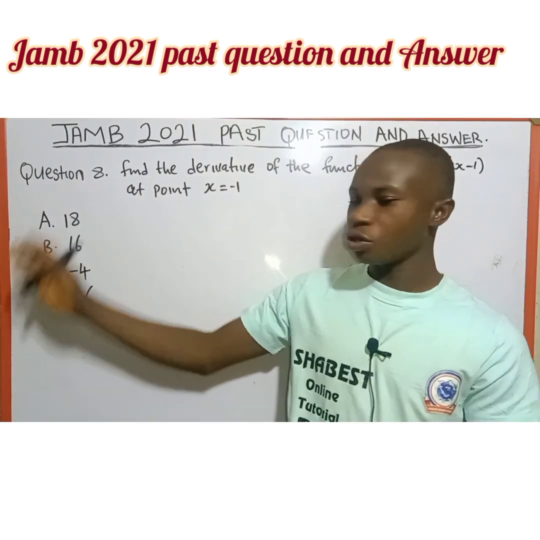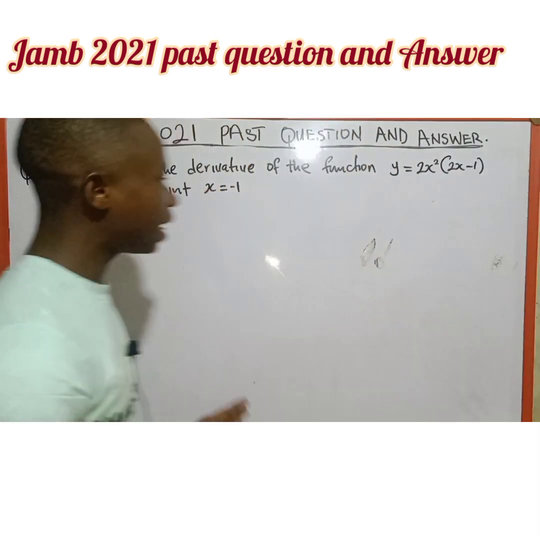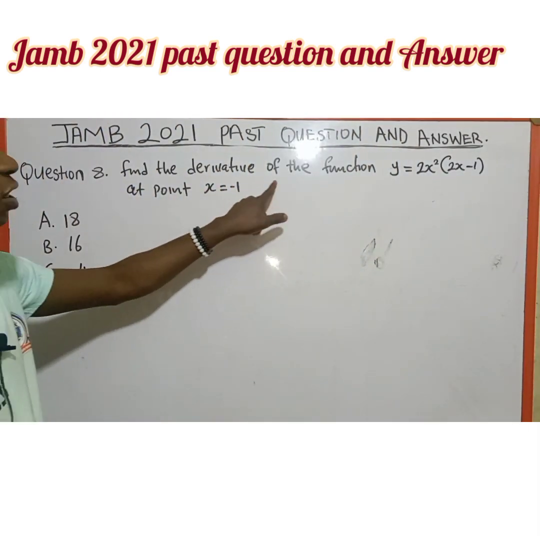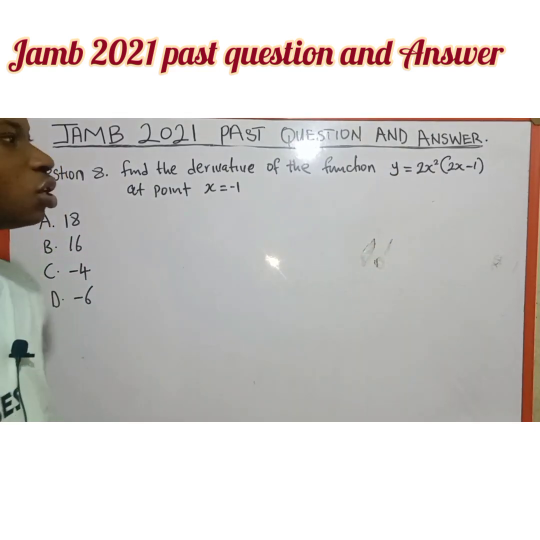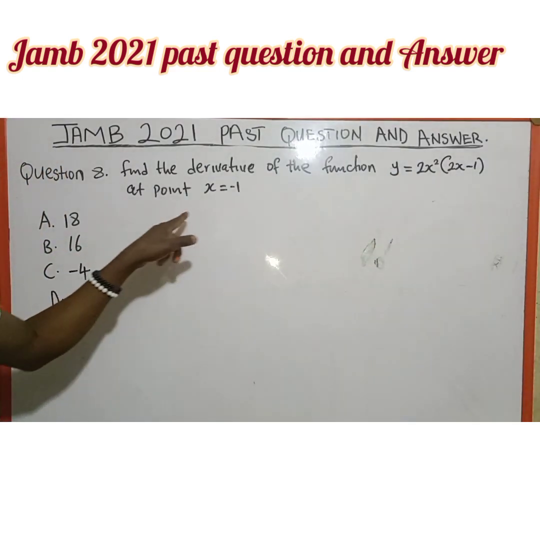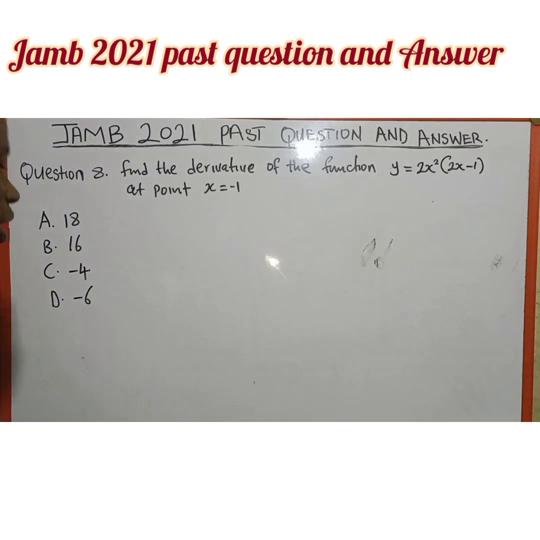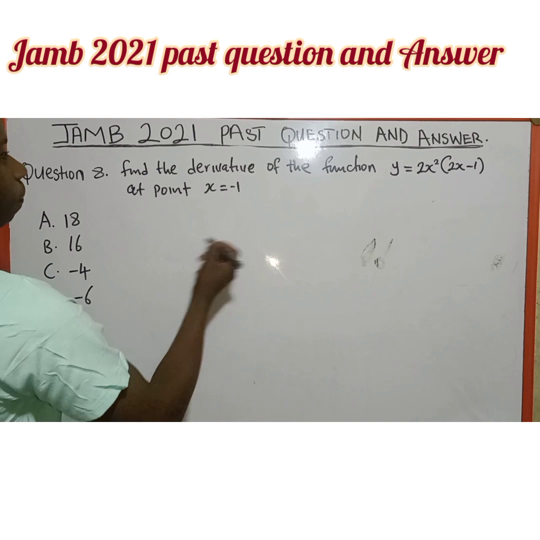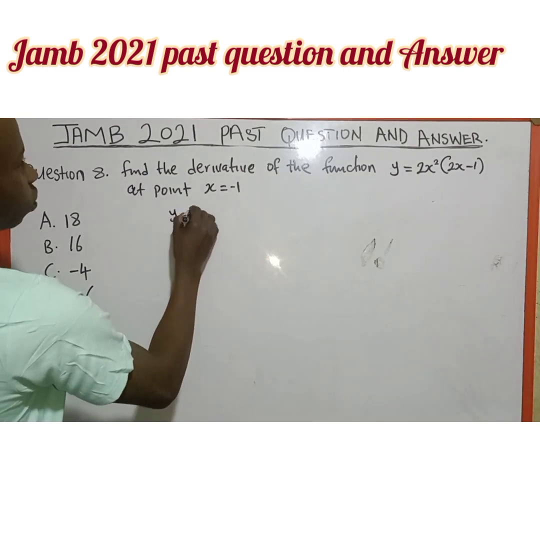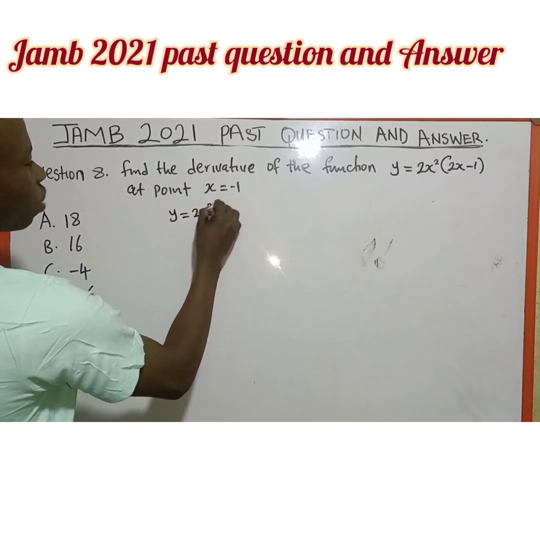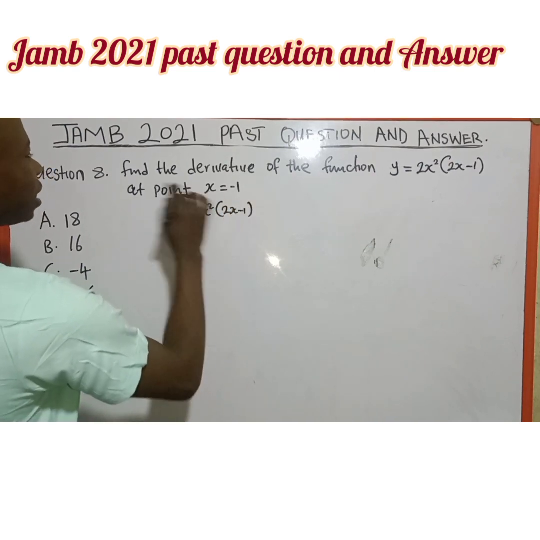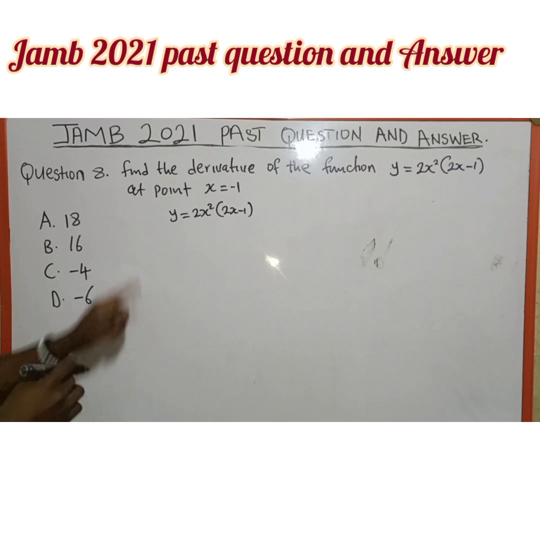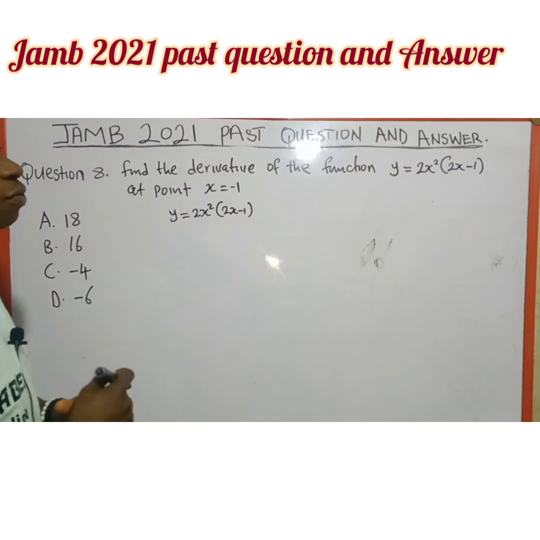Come to question number 8. Question number 8 reads: find the derivative of the function y is equal to 2s squared, open bracket, 2s minus 1, at the point s is equal to -1. And we have been provided the available options. So let's solve. My function y is equal to 2s squared, open bracket, 2s minus 1, at s equal to -1. We are asked to find the derivative of this function.